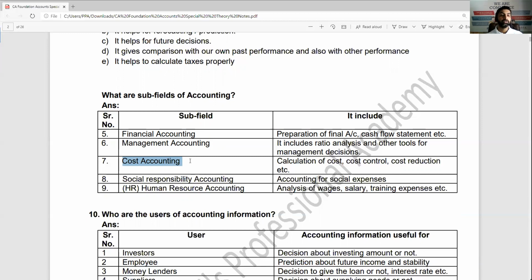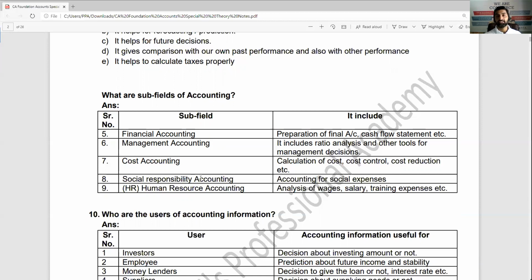So it uses the same data for cost control, that is controlling the cost, reduction, that is reducing the overall cost, etc. Social responsibility accounting: what exactly the organization does for the society, how much expenditure it has made, what is the indirect gain it has received, everything can be recorded. It's very difficult to record, but yes, it can be recorded. So that is social responsibility accounting.